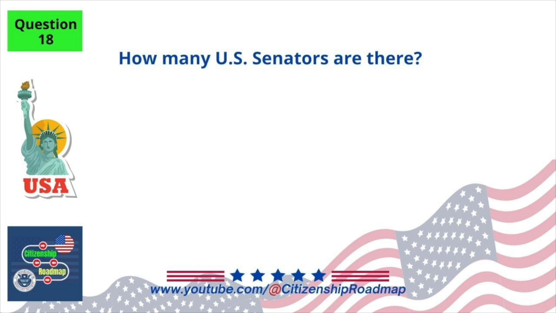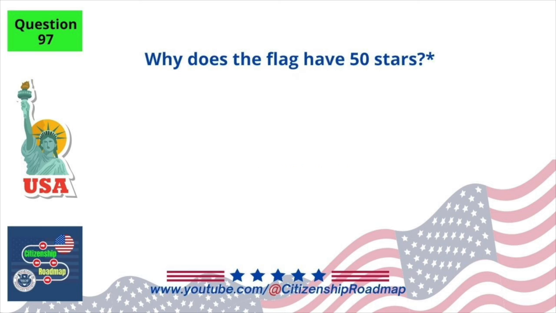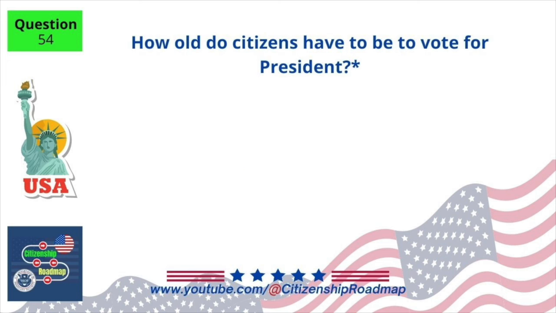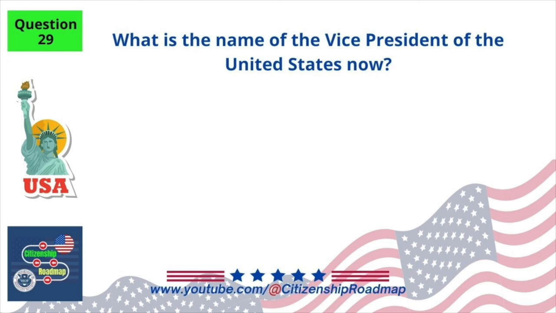How many U.S. senators are there? 100. Why does the flag have 50 stars? Because there are 50 states. How old do citizens have to be to vote for president? 18 and older. What is the name of the Vice President of the United States now? Kamala Harris.